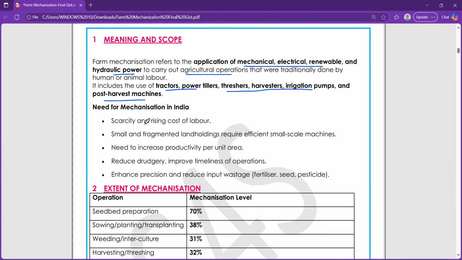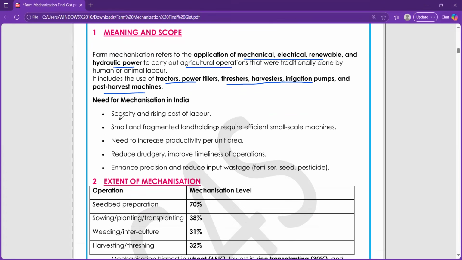So why was there a need for mechanization in India? Because of rising cost and scarcity of labor. Okay, there was ongoing fragmentation of land holdings. So small or fragmented land holdings require efficient small-scale machines to tackle agricultural operations. Then there was a need to increase productivity per unit area, to reduce drudgery, to improve the timeliness of operations, and to be precise in the usage of inputs so as to reduce input wastage. Inputs include fertilizer, seeds, pesticides and all.